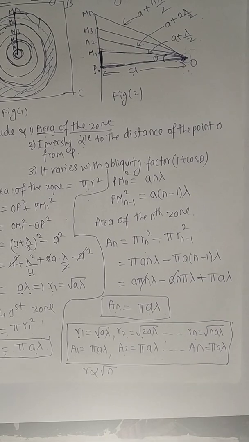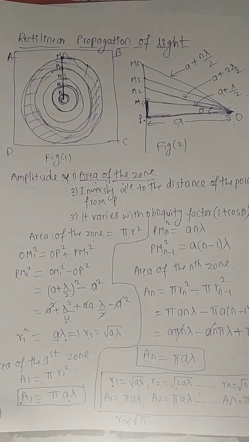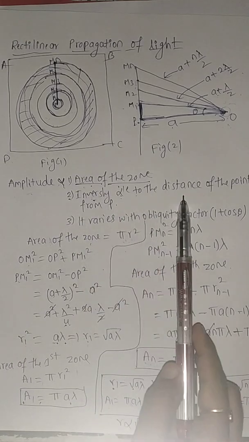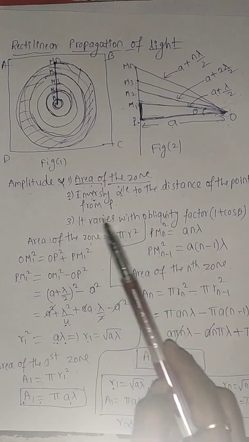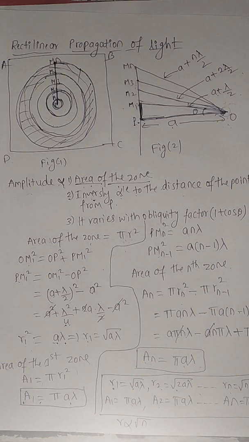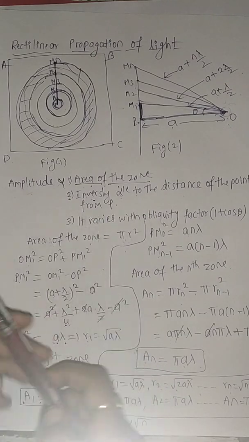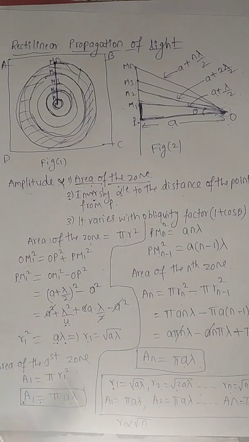Okay, so here 50% is completed, and in the next video I am going to talk about how it is inversely proportional to the distance, and it varies with the obliquity factor. Okay, so how the amplitude actually depends upon these things, we will see in the next video.